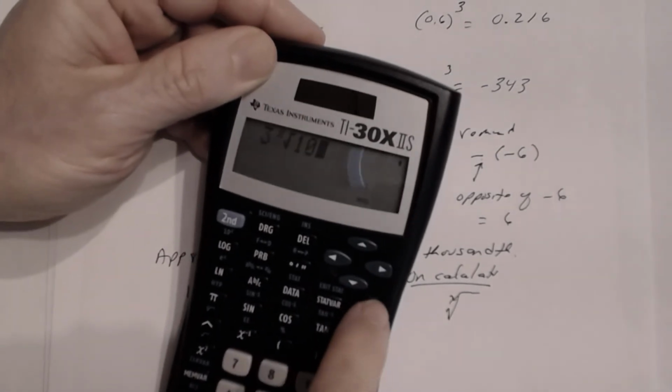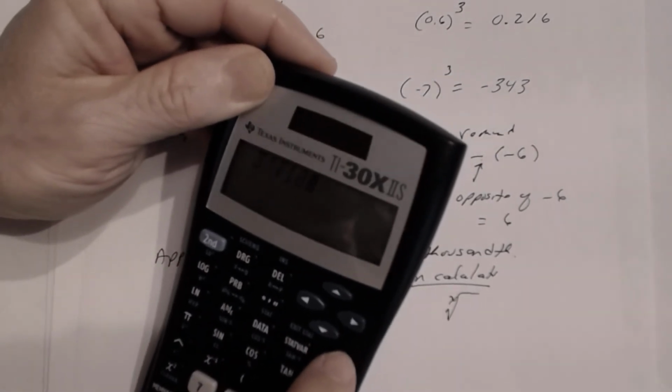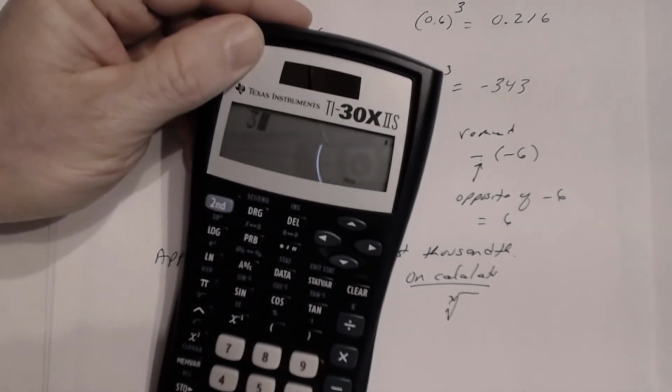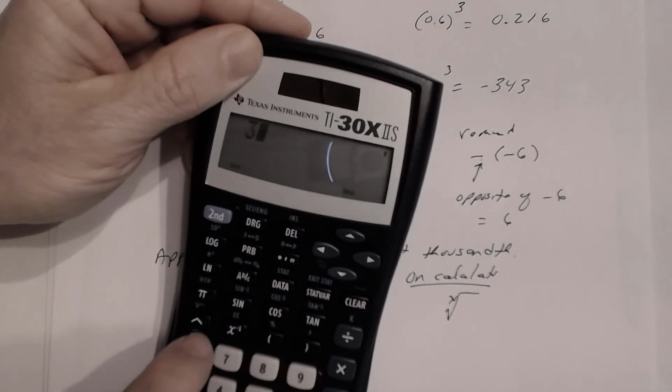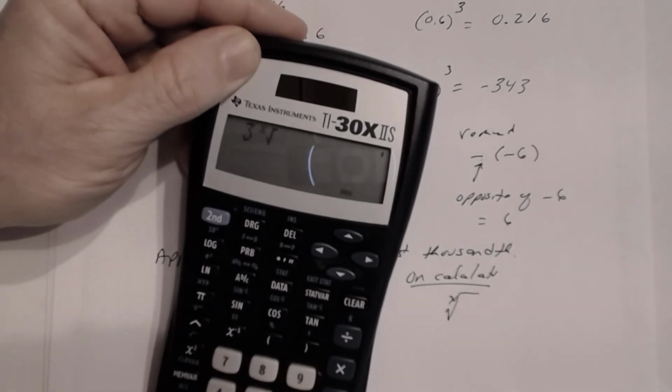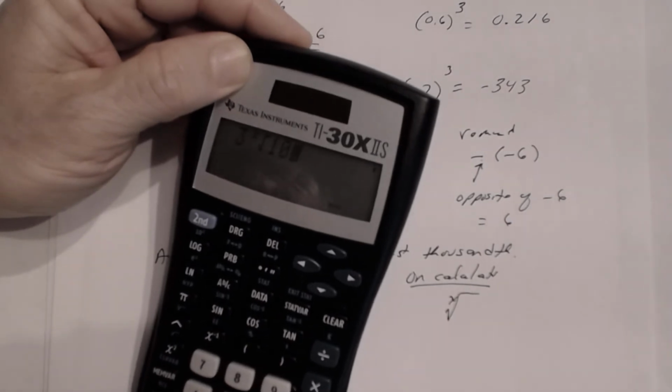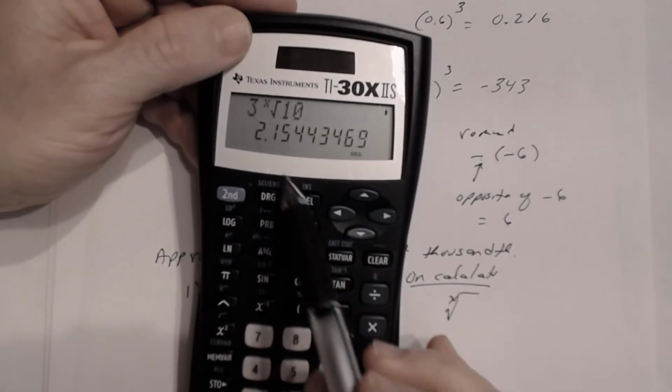Oops, I got an error, so let me see what I did. Oh, okay, so let's do this again. So 3, cube root, and then 10, okay, so I get 2.